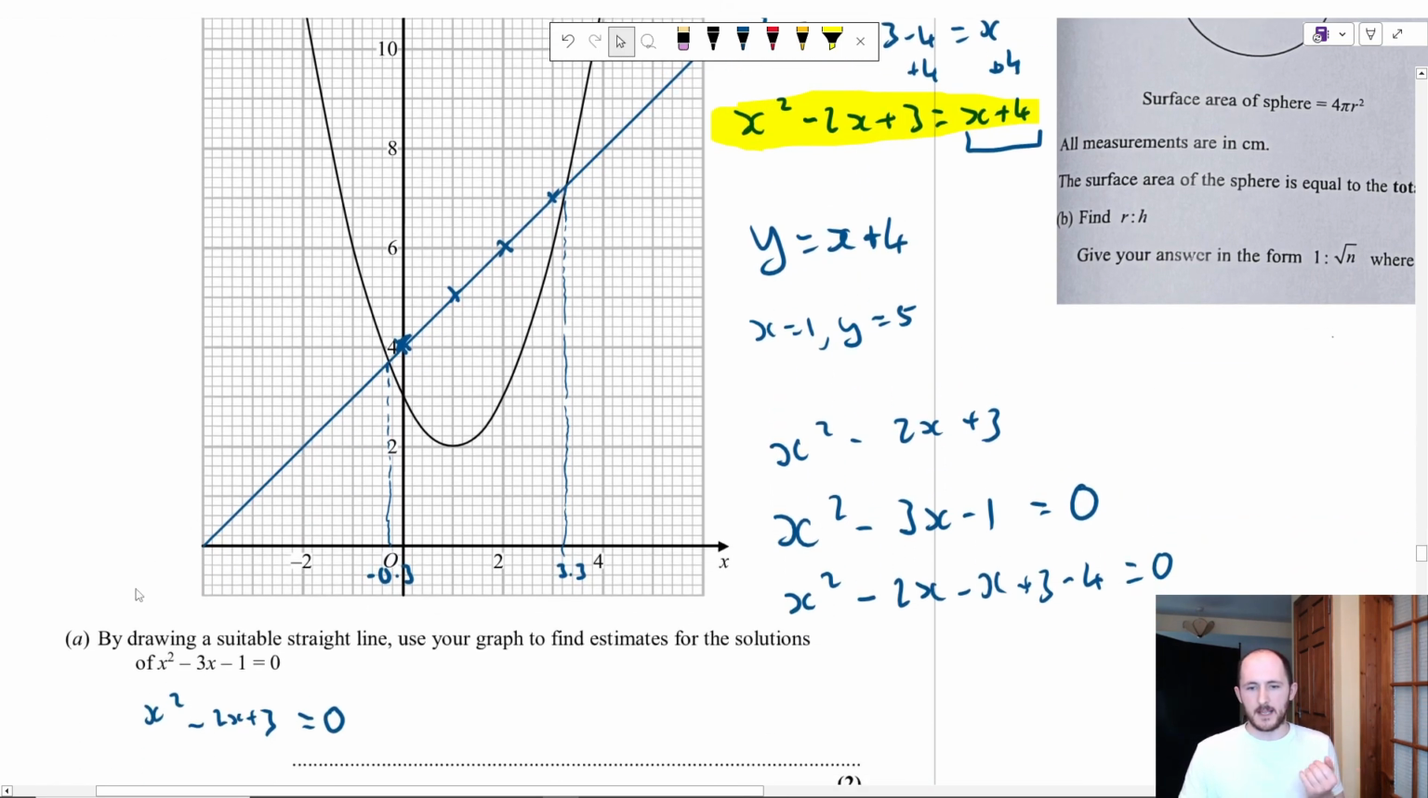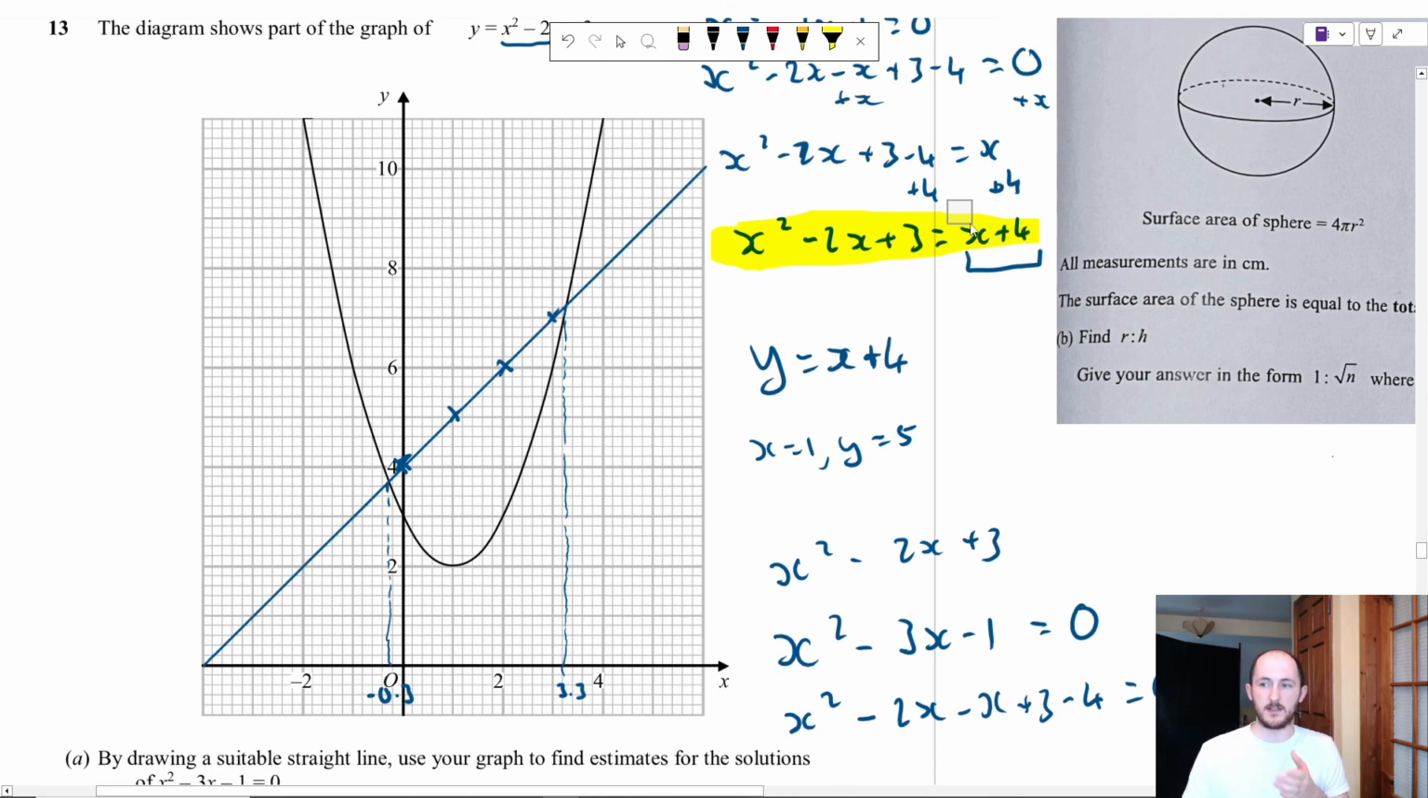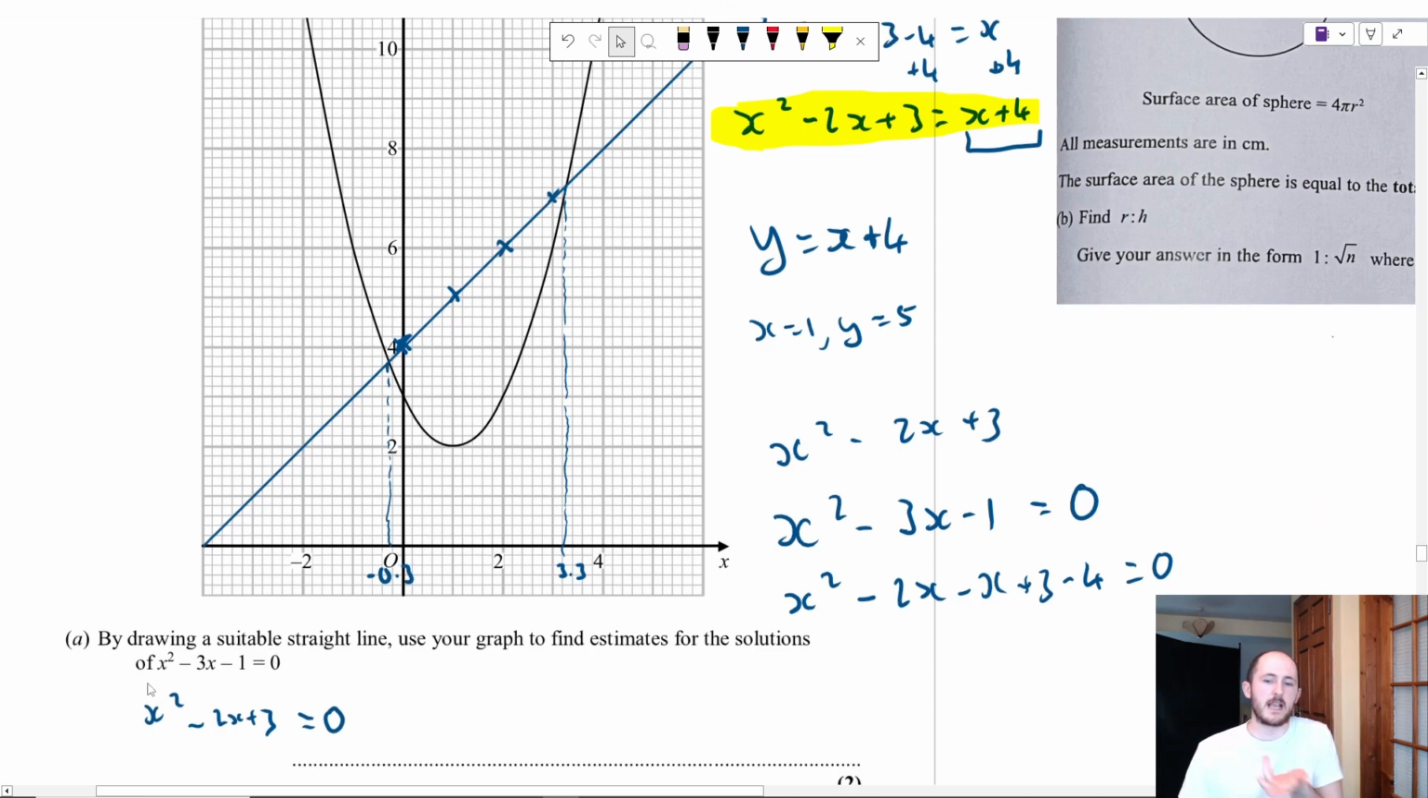So okay, it says by drawing a suitable straight line, right? Which means I'm not allowed to draw this quadratic, right? I'm not allowed to because it's telling me to draw just a straight line. That's why I'm doing this. I'm trying to work out what the straight line's going to be that I need to draw. Because obviously I could draw just the actual quadratic itself and work out the answer. Okay.